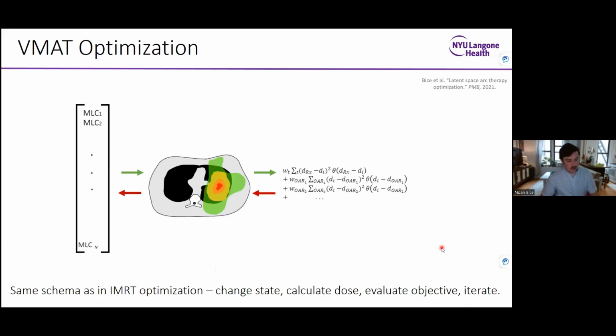It's the same in principle as we discussed in IMRT optimization, where we have some representation of our MLC leaf positions. We evaluate dose, use that dose to evaluate our objective function, and then feed that back into how we're correcting our leaf positions.